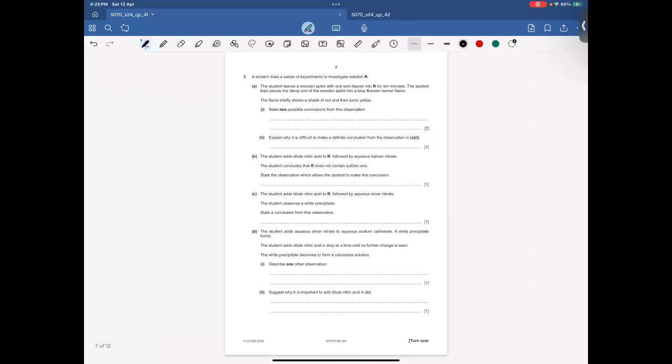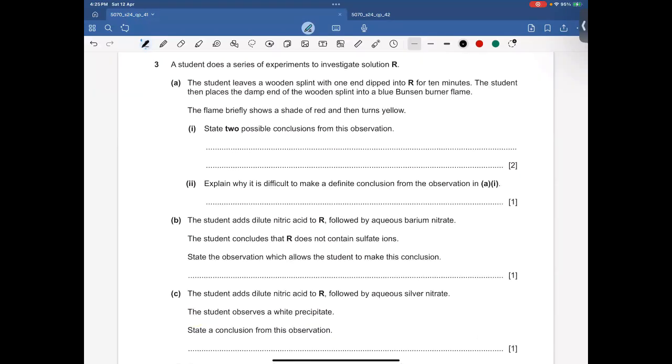Third question. A student does a series of experiments to investigate solution R. A student leaves a wooden splint with one end dipped into R for 10 minutes. The student then places the damp end of the wooden splint into a blue Bunsen burner flame. The flame briefly shows a shade of red and turns yellow. State two possible conclusions for this. So the yellow shade confirms sodium ions. Sodium ions show yellow color.